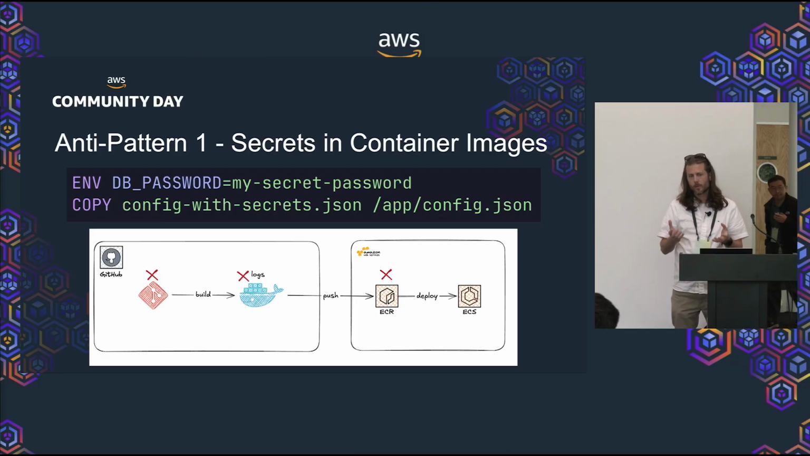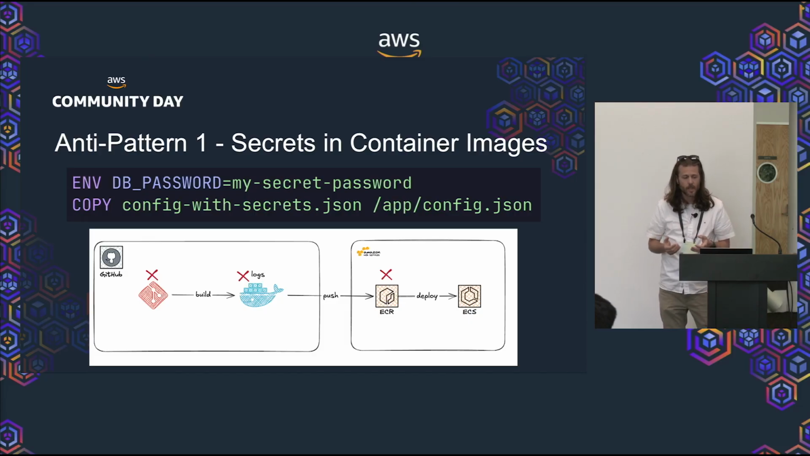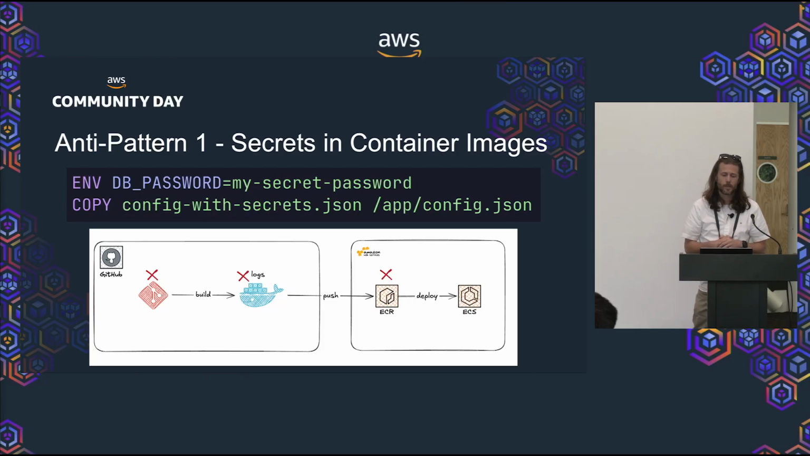I don't know if everyone's worked a lot with Docker containers, but when you build a container, you are baking this string literal directly into that container artifact. So anywhere that container artifact goes, a developer's laptop, the registry, a different runtime environment, that secret will always be there. The second line is a copy command. I'm copying a config with secrets JSON into my container artifact. Same exact problem. I'm baking that secret into my container, and it will be there anywhere the container goes.